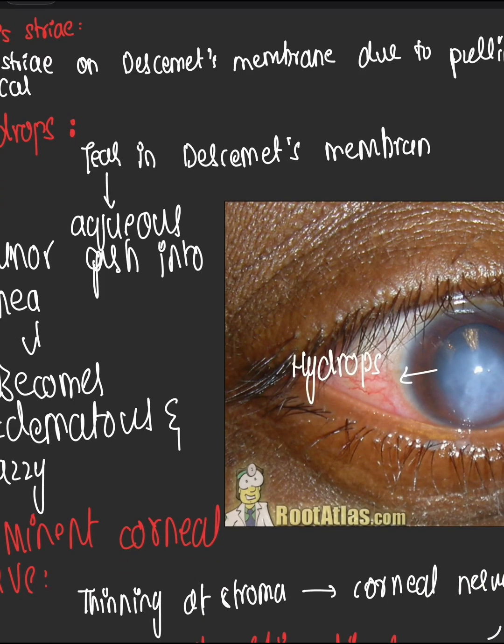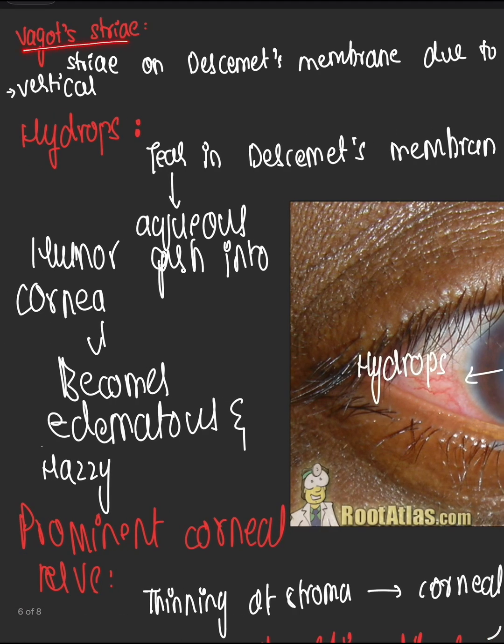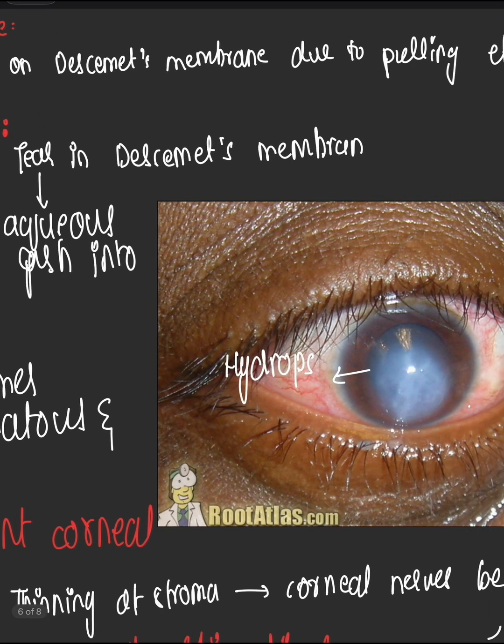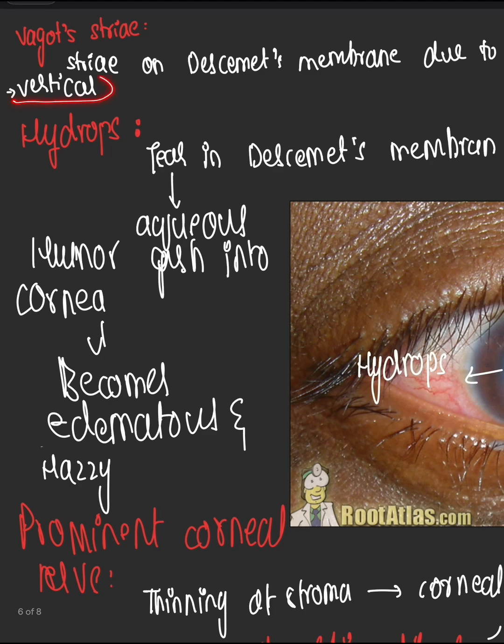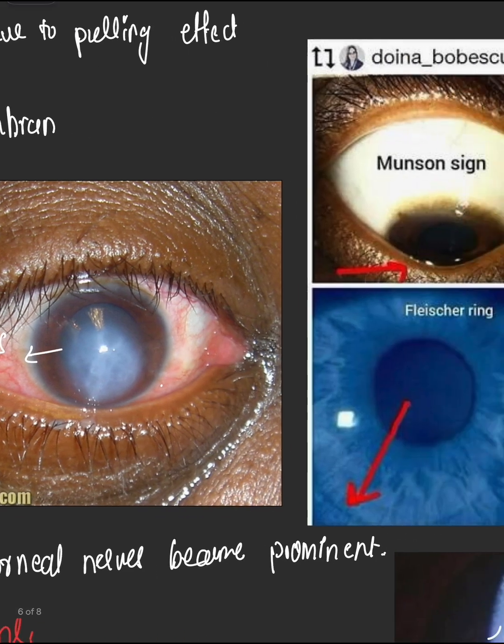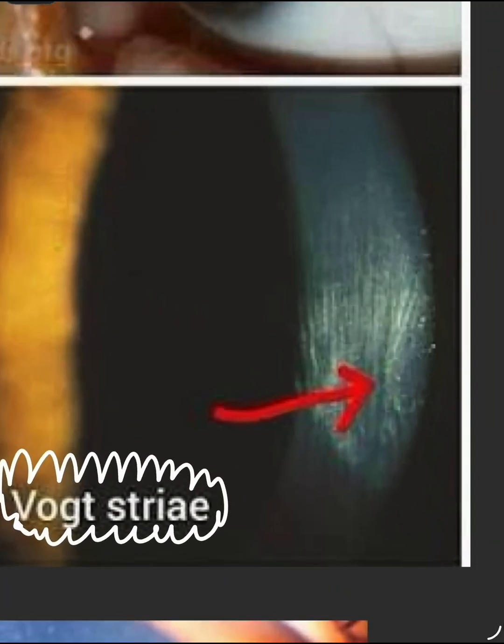The next sign is Vogt's striae. These are striae in Descemet's membrane, which is the toughest membrane of the cornea, due to the pulling effect, and they are vertical. So due to the pulling effect on Descemet's membrane, there are striae, and they are called Vogt's striae. These are Vogt's striae.